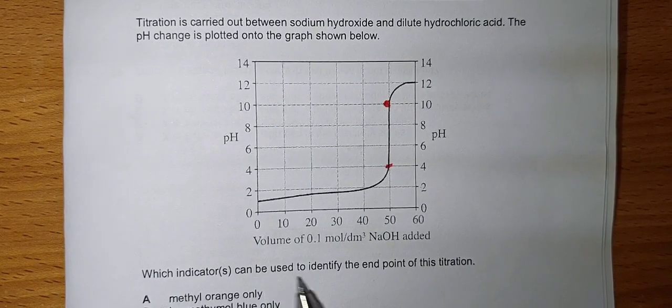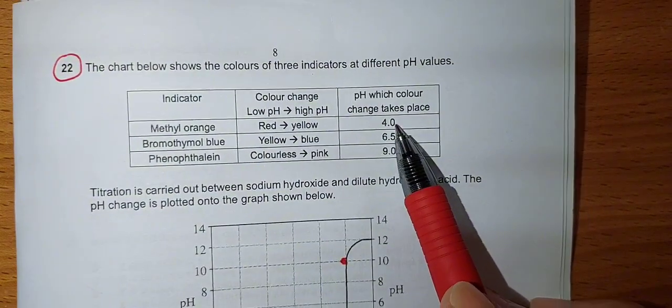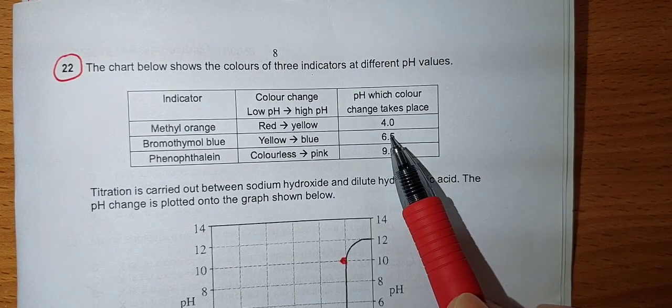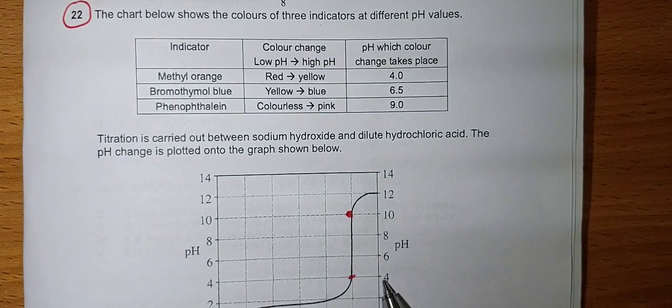experiment. So which indicator can be used to identify the endpoint of this titration? We can see here that methyl orange, bromothymol blue, as well as phenolphthalein, because all three indicators change color from pH 4 to pH 10.